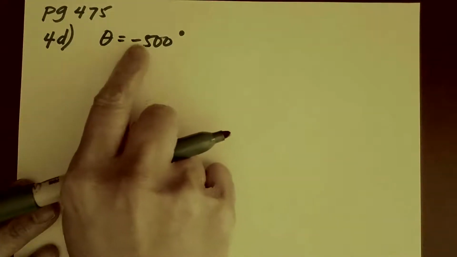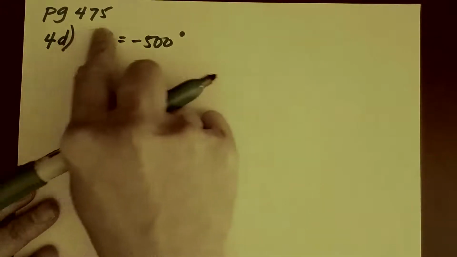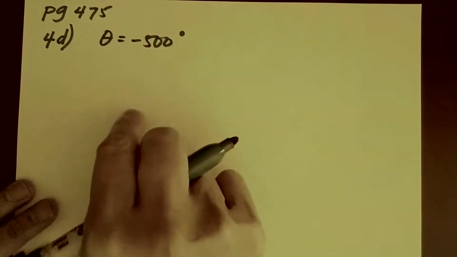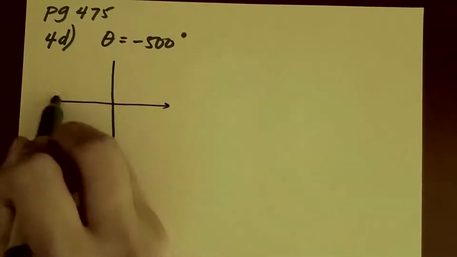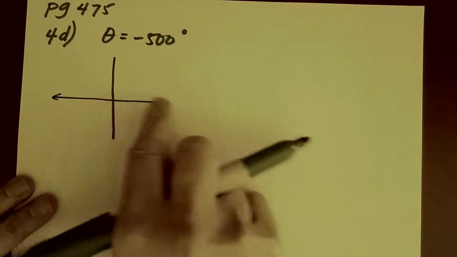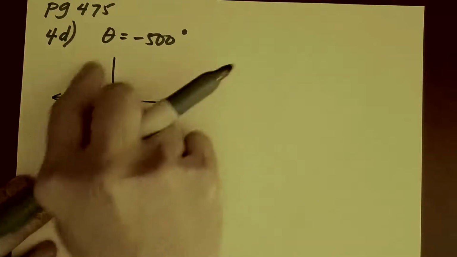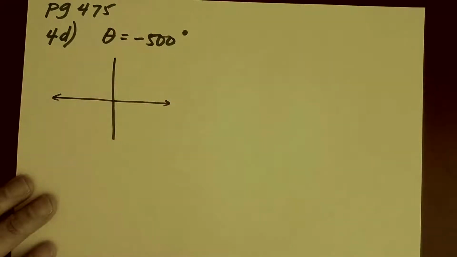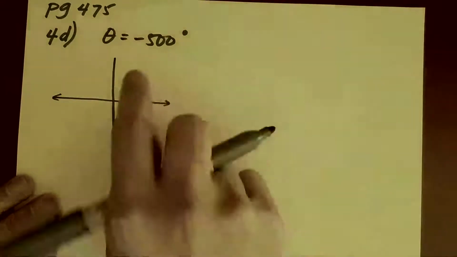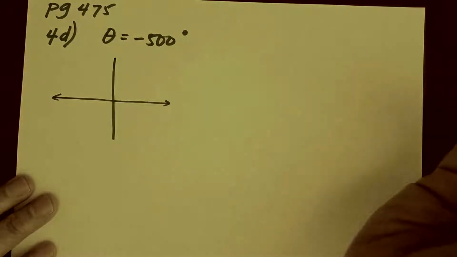So what does that mean? This is a negative angle, which means we're going to turn clockwise in this direction. I'm going to start my arm right on the positive x-axis, and then turn 500 degrees this way, clockwise. So how do I do that? That's going to be more than one full run around. What does that look like? This is how I normally do it.